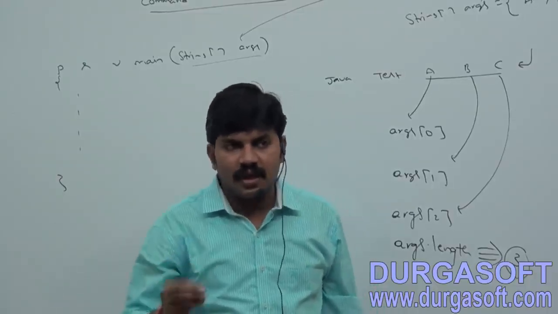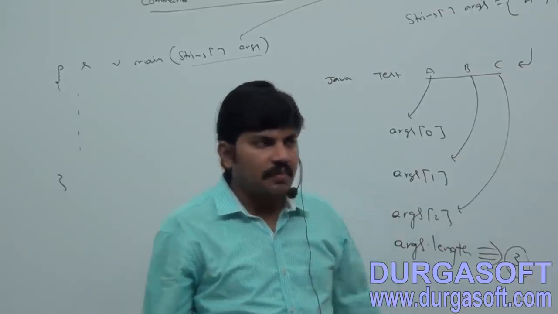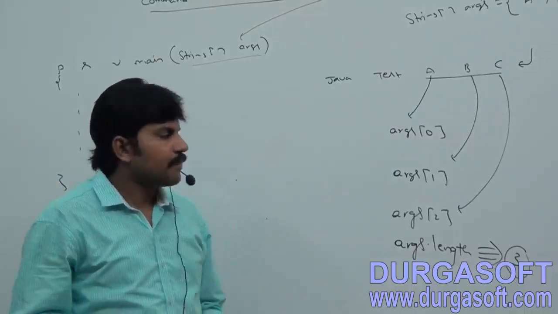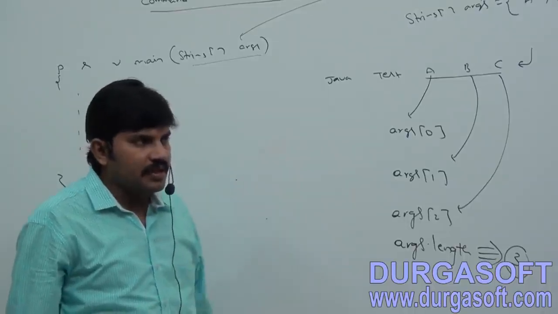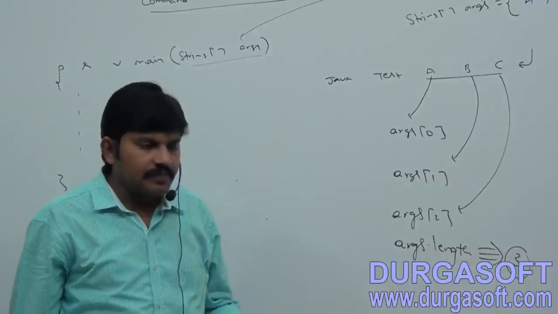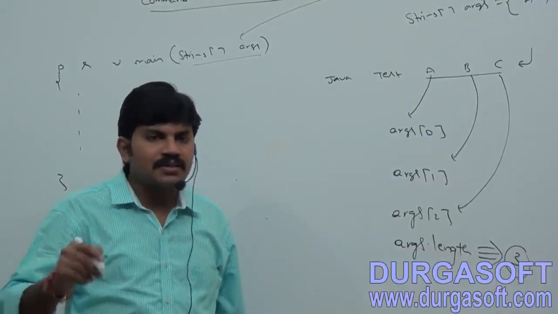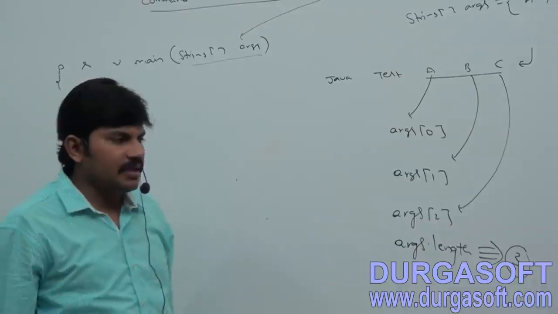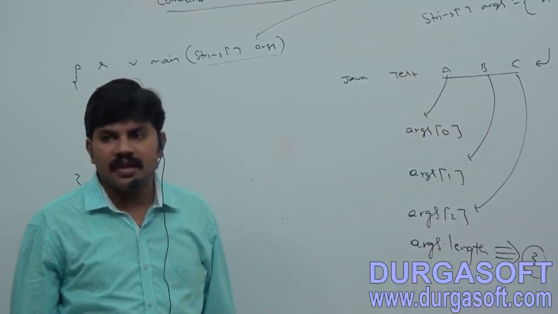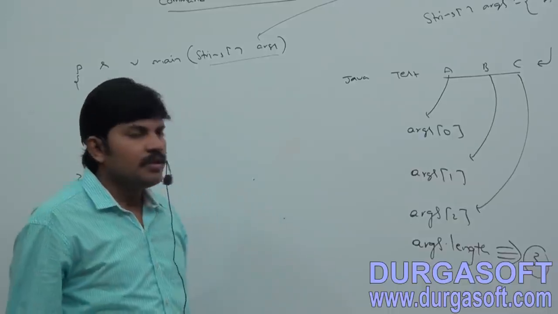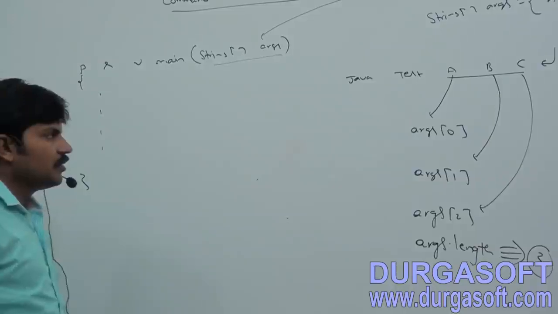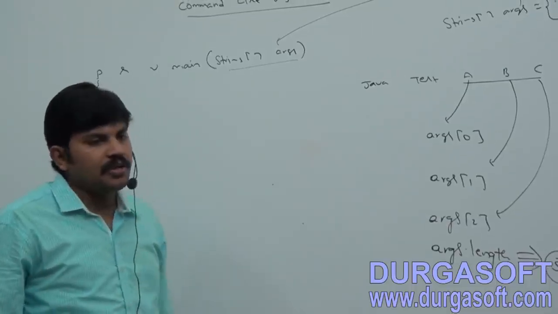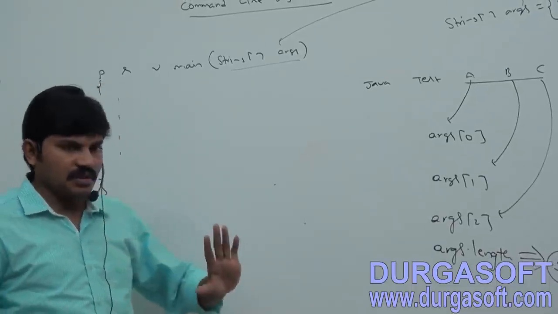Next, with these command line arguments, JVM will create an array, and by passing that array as argument, JVM will call the main method. That's all. Are you getting?